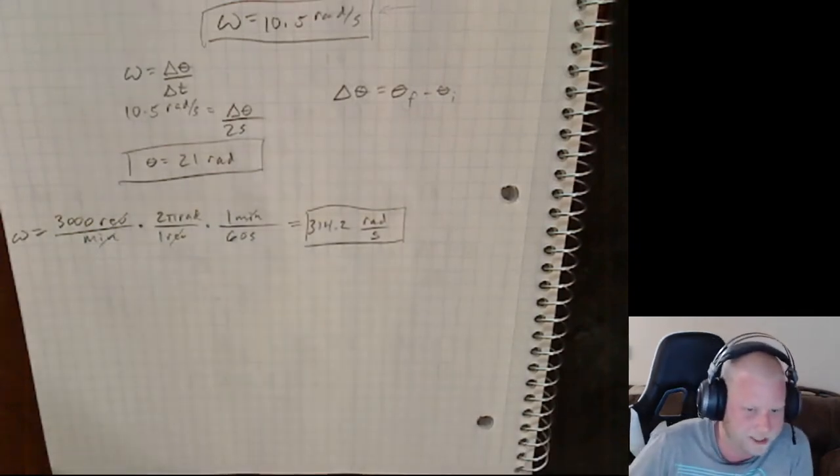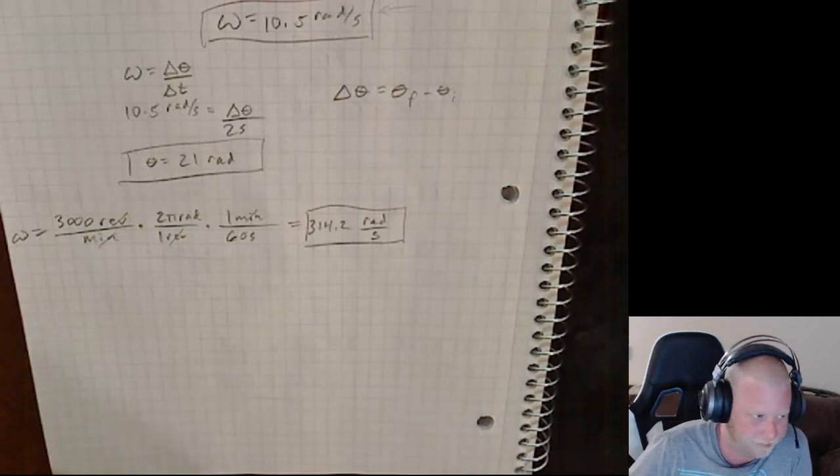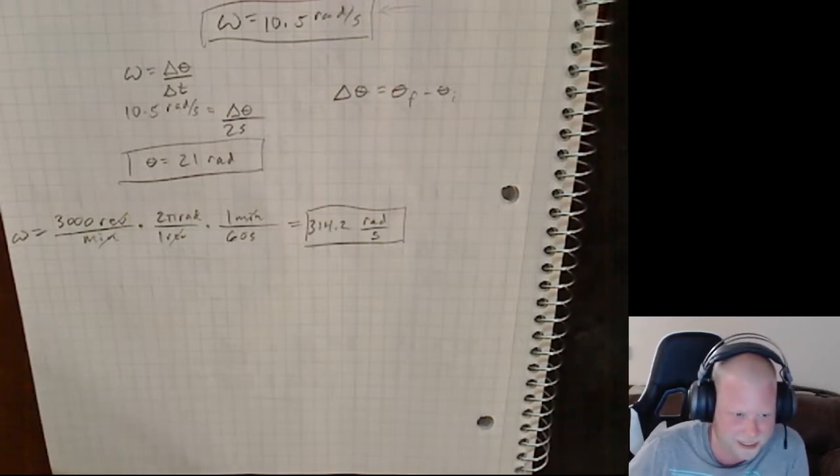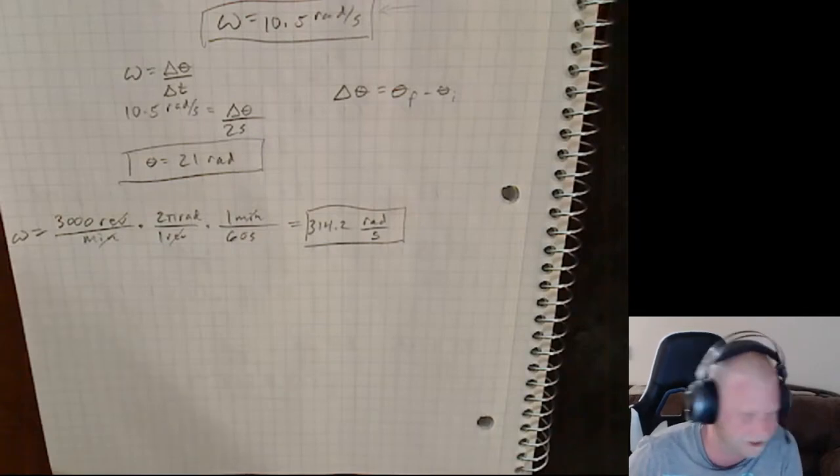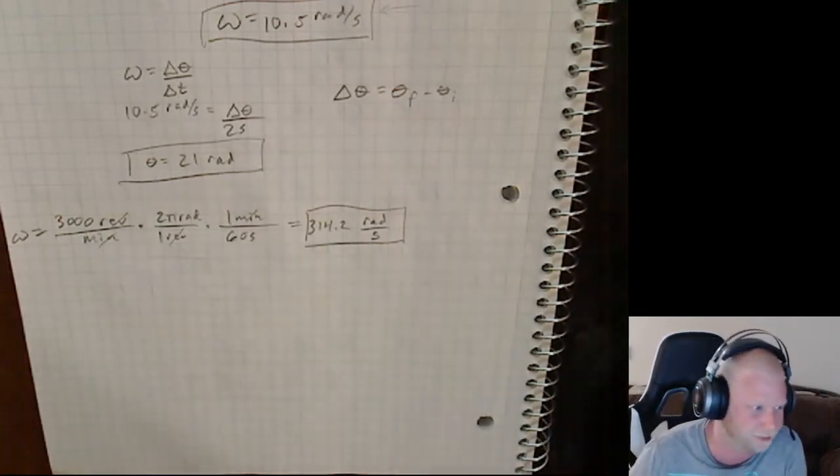Alright, so the key here is understanding that whenever you're given something in RPM, what you're being given is that angular speed, and you just have to do a little dimensional analysis to get it to radians per second rather than revolutions per minute.